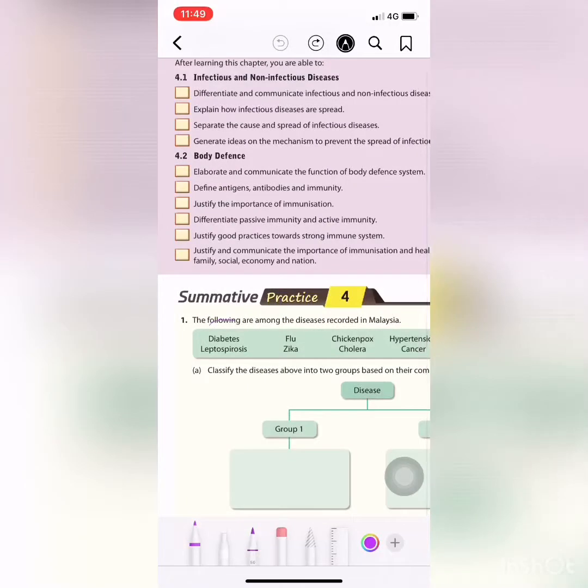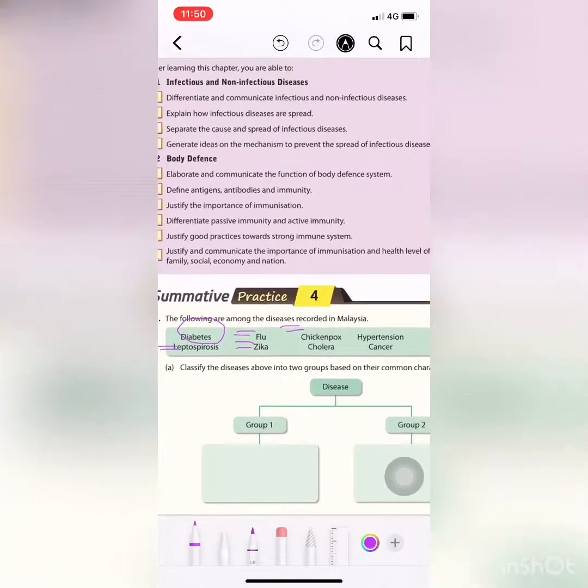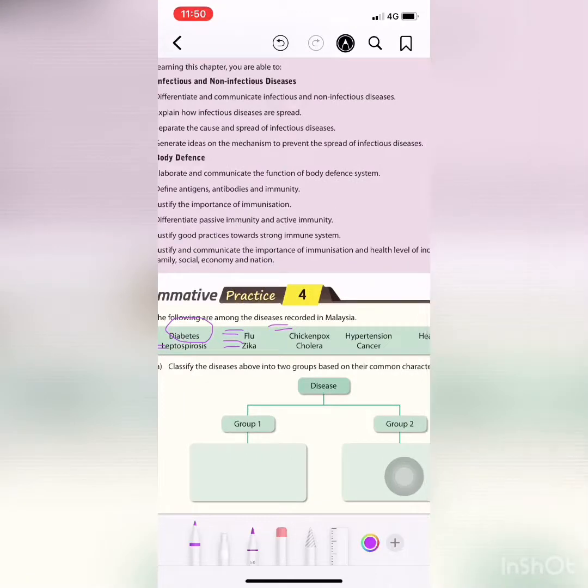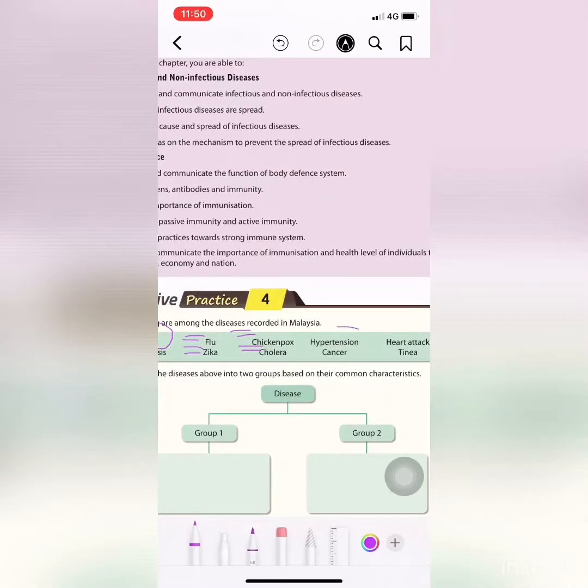So let's say diabetes, you have to know this is infectious or non-infectious. So diabetes is non-infectious. Leptospirosis is infectious. Flu is infectious. Zika, infectious. Chickenpox, infectious from skin to skin. Cholera, also infectious. Okay, and then hypertension is non-infectious.